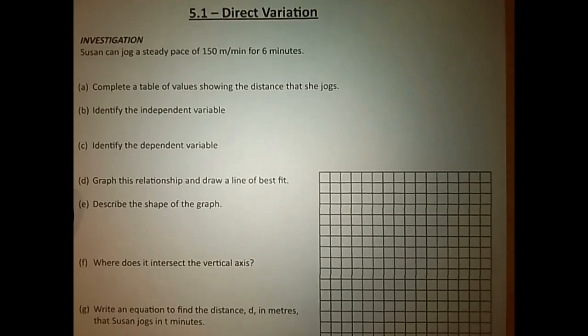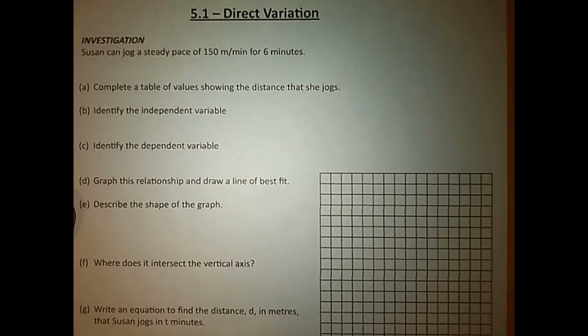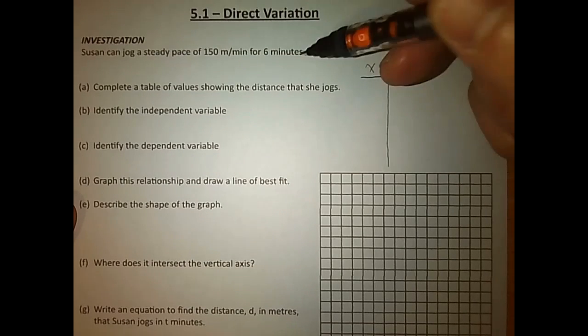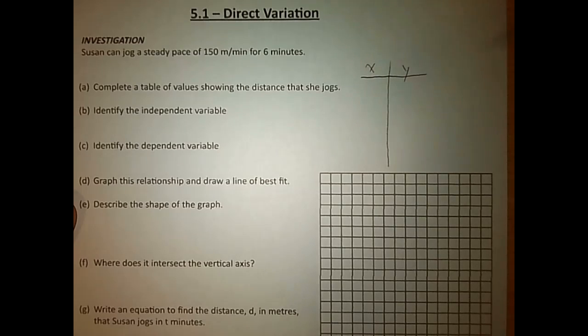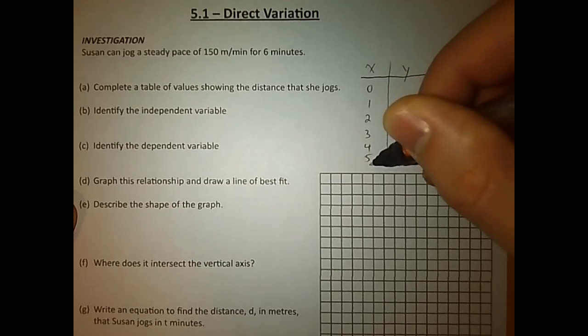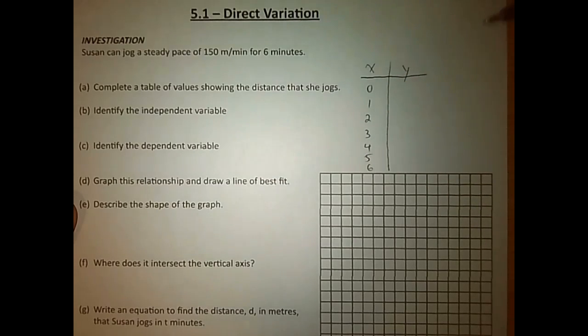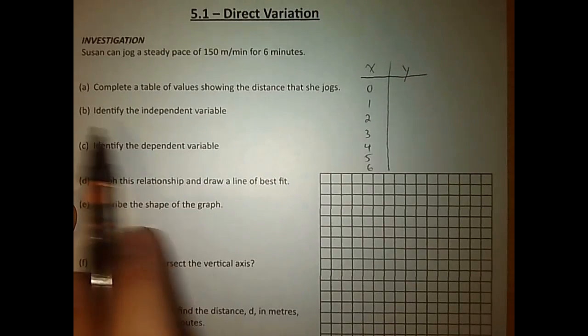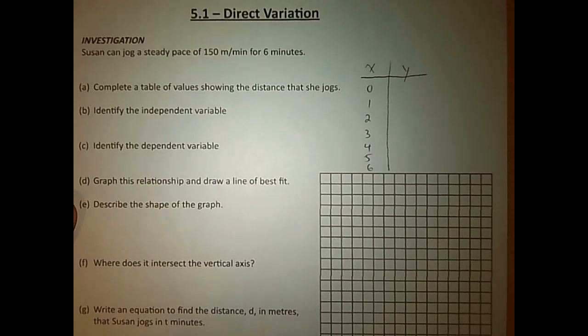So again, with our table of values, like we learned in our chapter 2 booklet, we're going to have some x and y values. Choose x here and y here. And we know this is going to happen for 6 minutes. So we can say that it's going to happen over 0, 1, 2, 3, 4, 5, and 6. So before we continue, let's identify these variables.